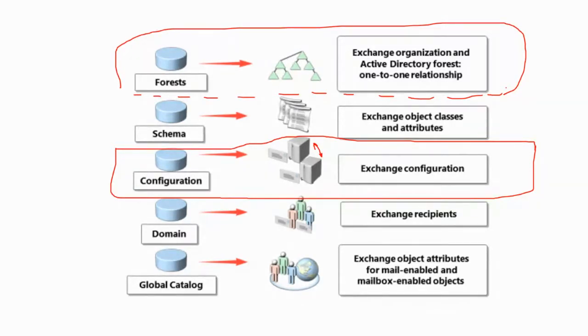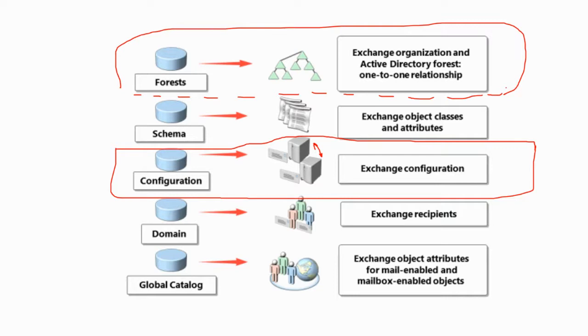For the schema partition, the schema partition contains definition information for all object types and their attributes that you can create in Active Directory Domain Services. This data is common to all domains in the forest, and Active Directory Domain Services replicates it to all domain controllers.